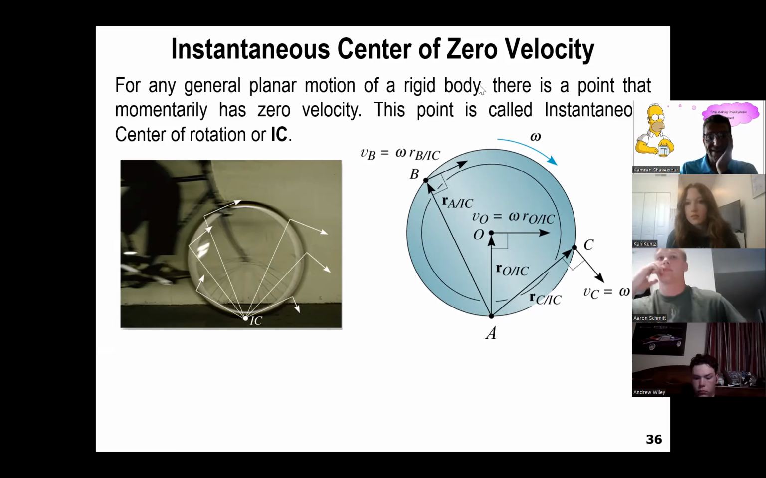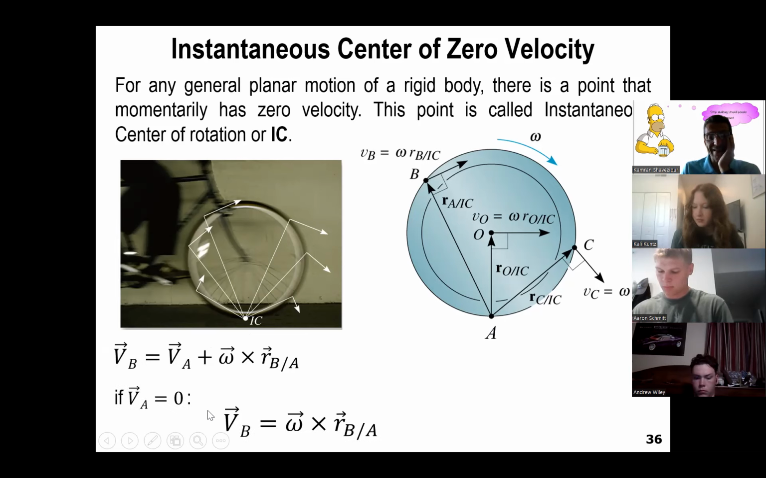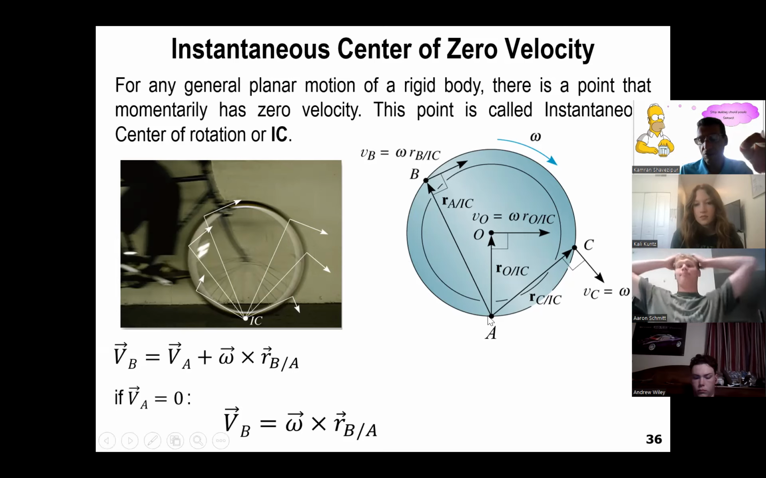Now, considering this point of the tire has zero velocity, if I write the vector equation between A and B, VB is going to be VA plus omega cross R. Because VA is zero, technically VB is omega cross R_BA, which looks like B rotates about A at this moment. Again, I repeat, this is momentary. A few moments later, A is going to move up, another point is going to go down, and that point becomes the point of zero velocity.